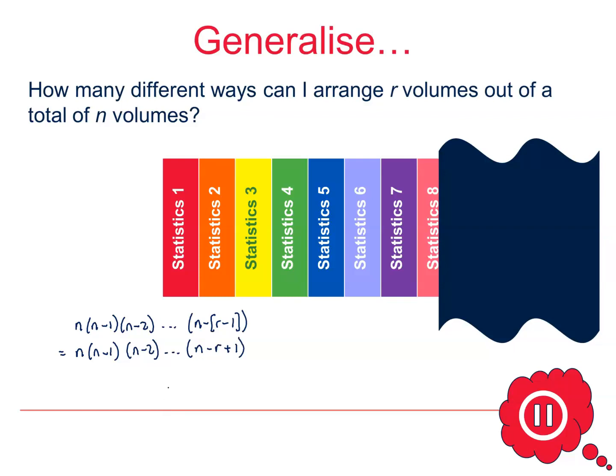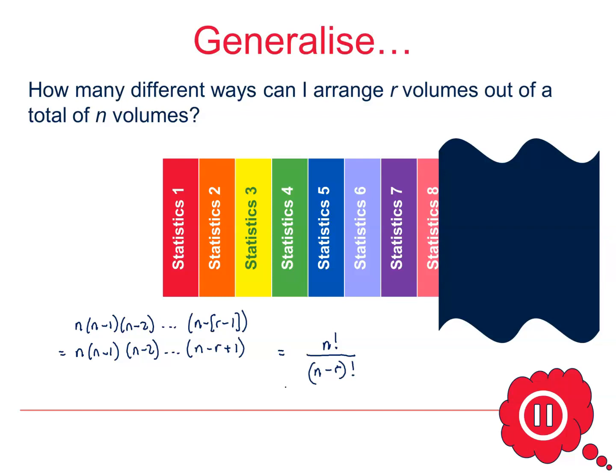You can write this more simply still using factorial notation. What I've got is the first r terms of n factorial. So we've got the last n minus r terms missing. So if I take n factorial and divide by n minus r factorial, I'll get exactly the terms I want.